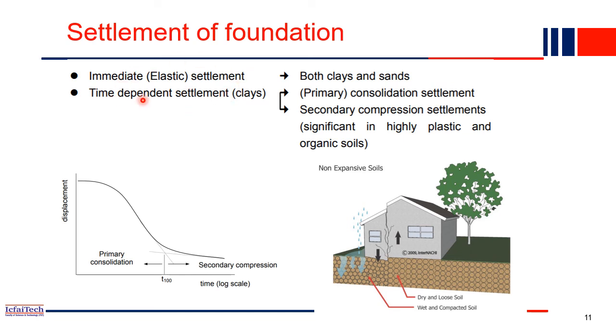And another is the time dependent settlement. So after 5 years, 10 years, 15 years, you will see one portion of the building has collapsed, or maybe it has settled. Because of that, maybe some cracks you will find in a building, which takes a lot of time to settle. That is the time dependent type of settlement.